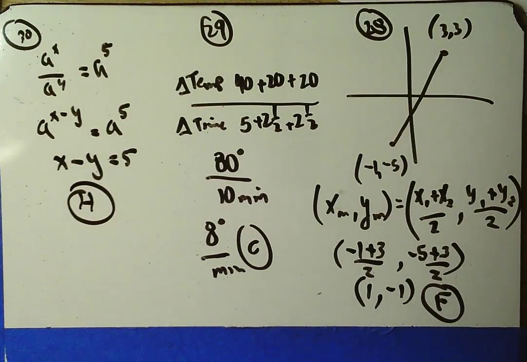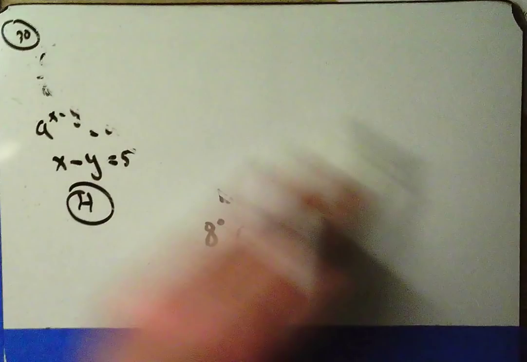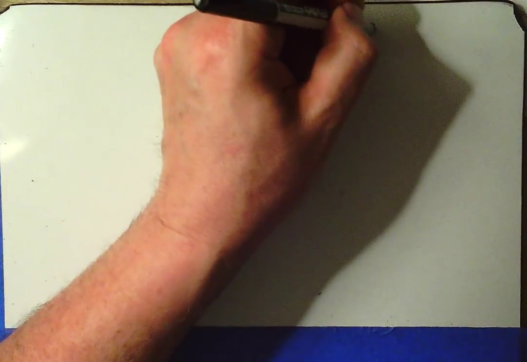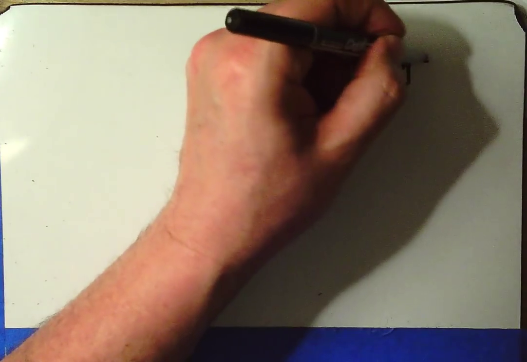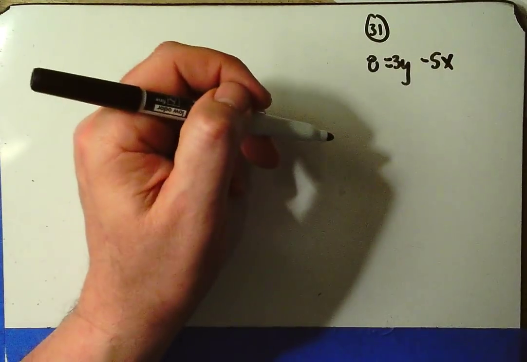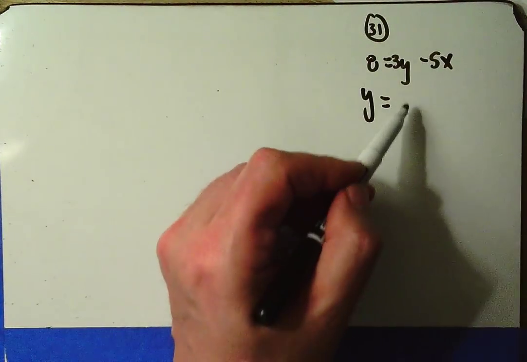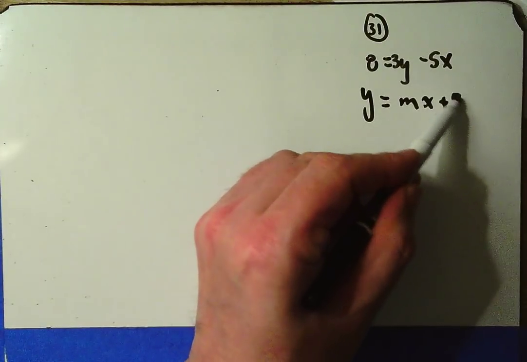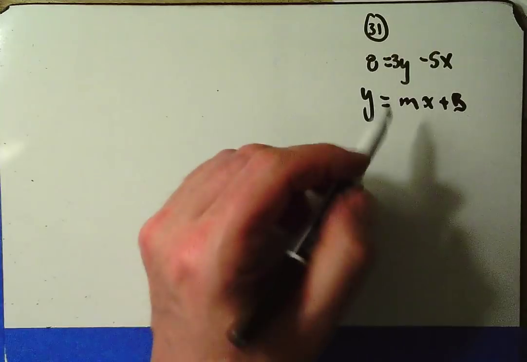Okay, this is halfway through now. Halfway through. Let's take a look at problem 31. 31 says, what is the slope of the line given by the equation 8 equals 3y minus 5x? Well, in order to find out what the slope is, I need to get this into y equals mx plus b form, which means I need to solve the equation so it says y equals.